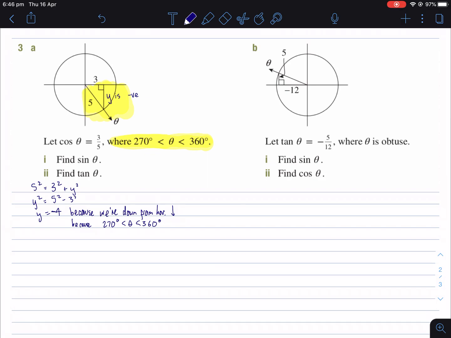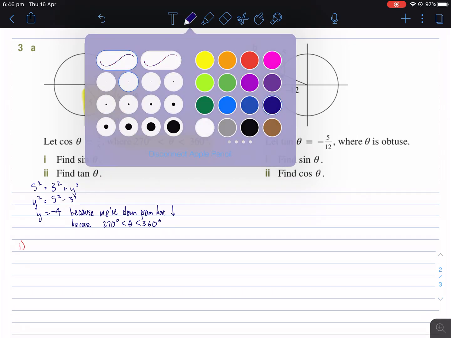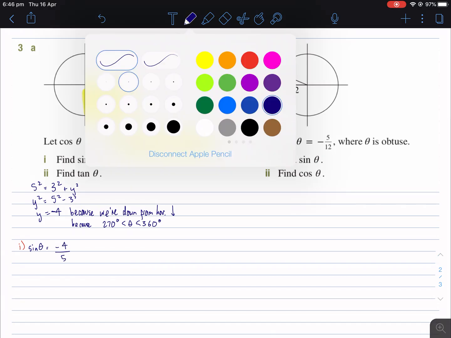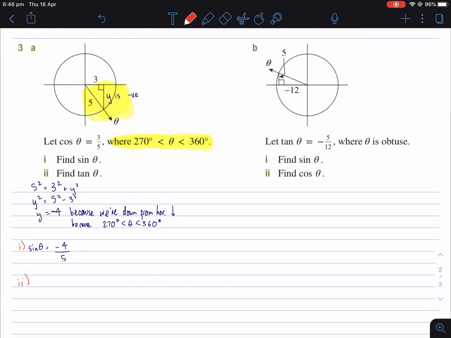Okay, so for question 1, now we can find sine theta. It's the opposite over the hypotenuse. So for this one, it's going to be negative 4 over 5. And for number 2, tan theta is opposite over adjacent, so negative 4 over 3.